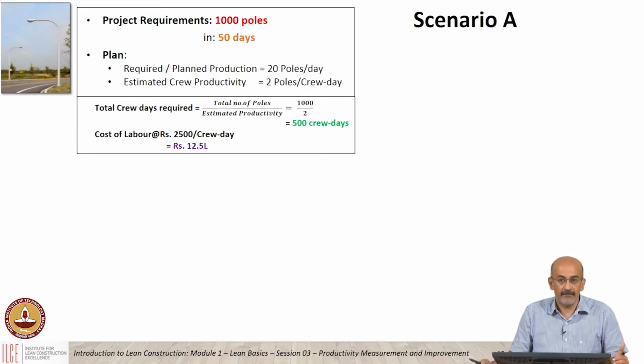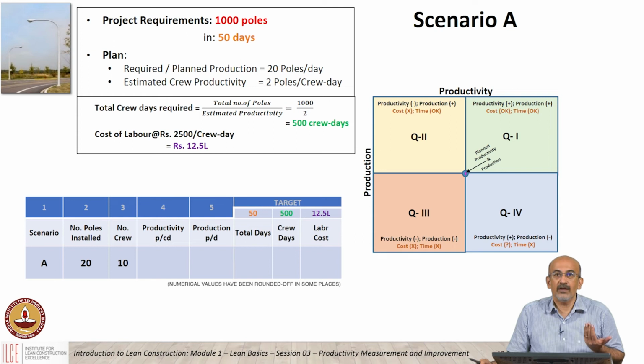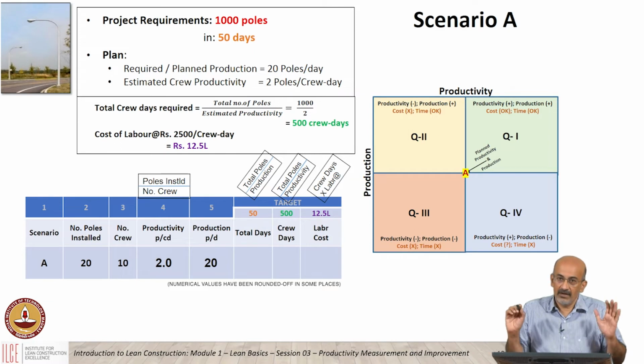So, taking scenario A. The number of poles installed in scenario A is 20 and it took 10 crew. Assume this is the first day of operation. You had 20 poles installed by 10 crew. What is your productivity? 2. Your productivity is 2 and your production will be 20. If I take 2 and 20, it is exactly the plan. It's a bit of a hypothetical situation. It worked exactly as planned.